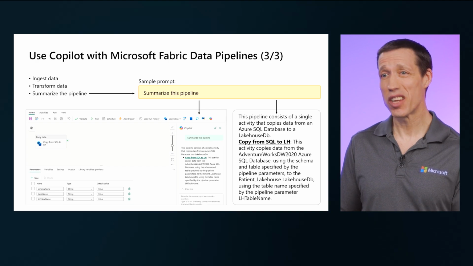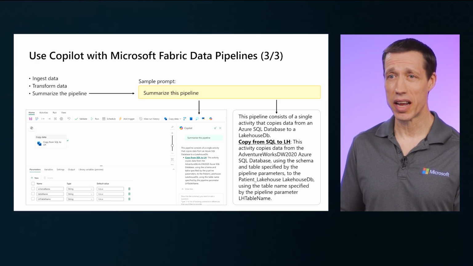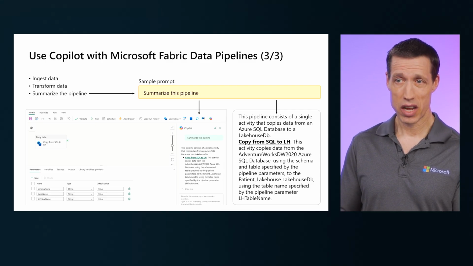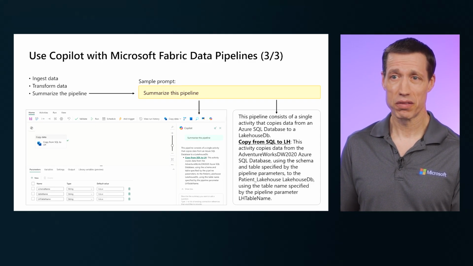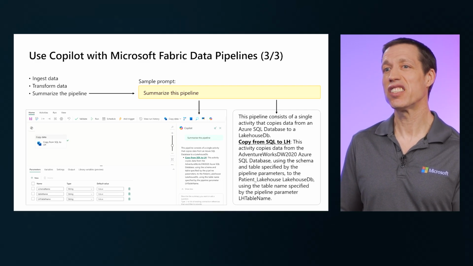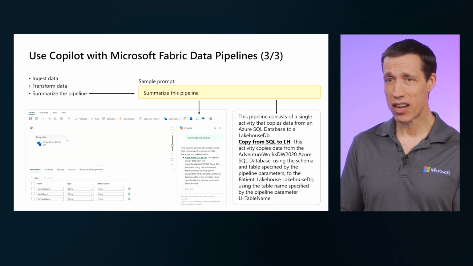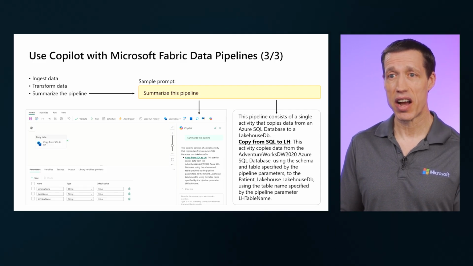Copilot can even summarize an entire pipeline in plain language, helping you quickly verify intent, understand flow, and explain the design to others. This summary acts as a consistency check, letting you confirm that ingestion, transformation, and orchestration align with the investigative outcome you intended.